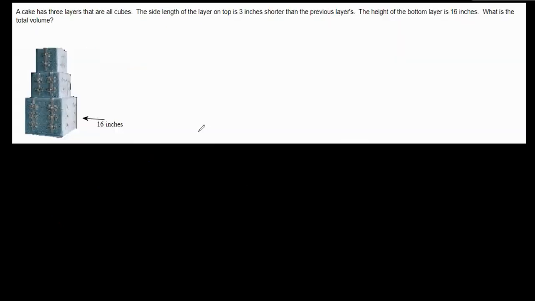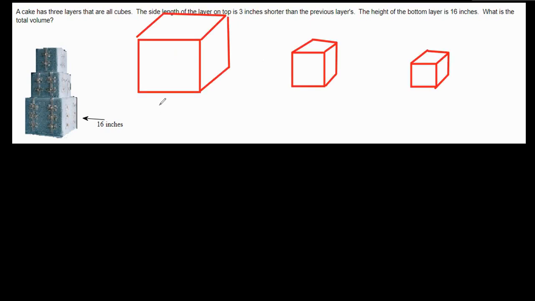So a cake has 3 layers that are all cubes. That means all the side lengths are the same for each of the cubes. The side length of the layer on top is 3 inches shorter than the previous layers. The height of the bottom layer is 16 inches, as shown in the picture. So what is the total volume? So we have 3 cubes here that we need to find the volume of. And this question is probably a little bit easier than it may first seem.